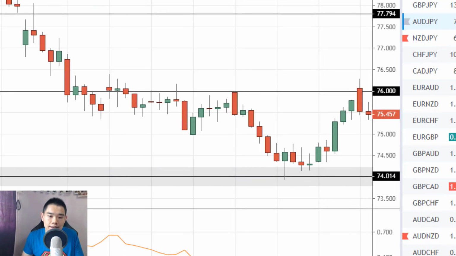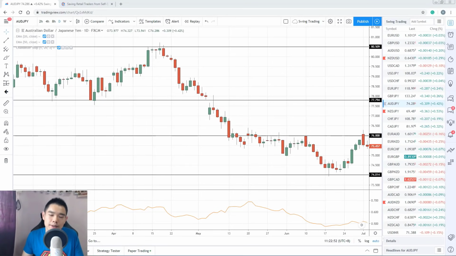Usually I set it a distance, at a conservative level at support, somewhere about here. Somewhere about here you can set your TP level.